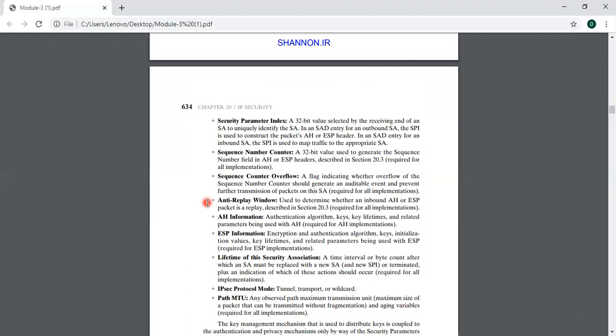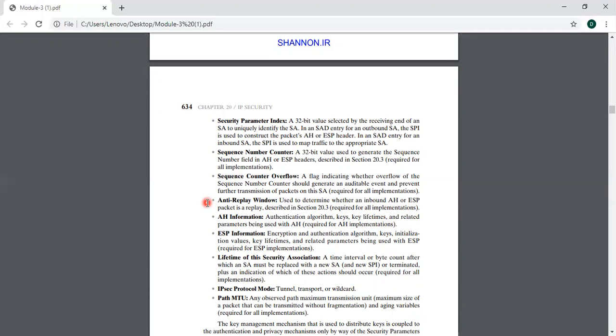Next is the anti-replay window. Anti-replay means we are making a copy of authentication data, and such copying of authentication data we see as a replay. So the anti-replay window is used to determine whether an inbound authentication header or encapsulating security payload packet is a replay.